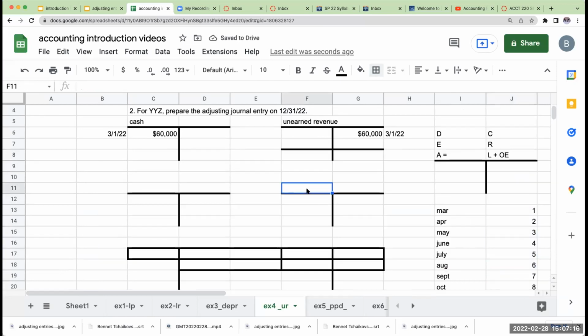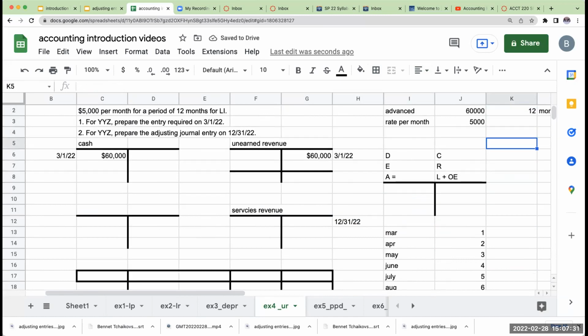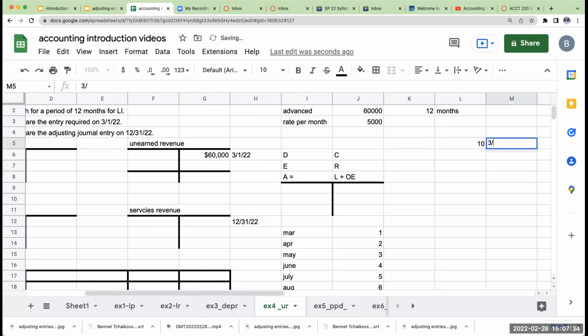So therefore, I need to recognize services revenue, and I recognize my revenue with a credit of 10 months, or from March 1st through December 31st, 2022. And my rate is $5,000 per month. So the total revenue that I'm going to be recognizing is going to be $50,000. So over here, I'm going to credit services revenue for $50,000.